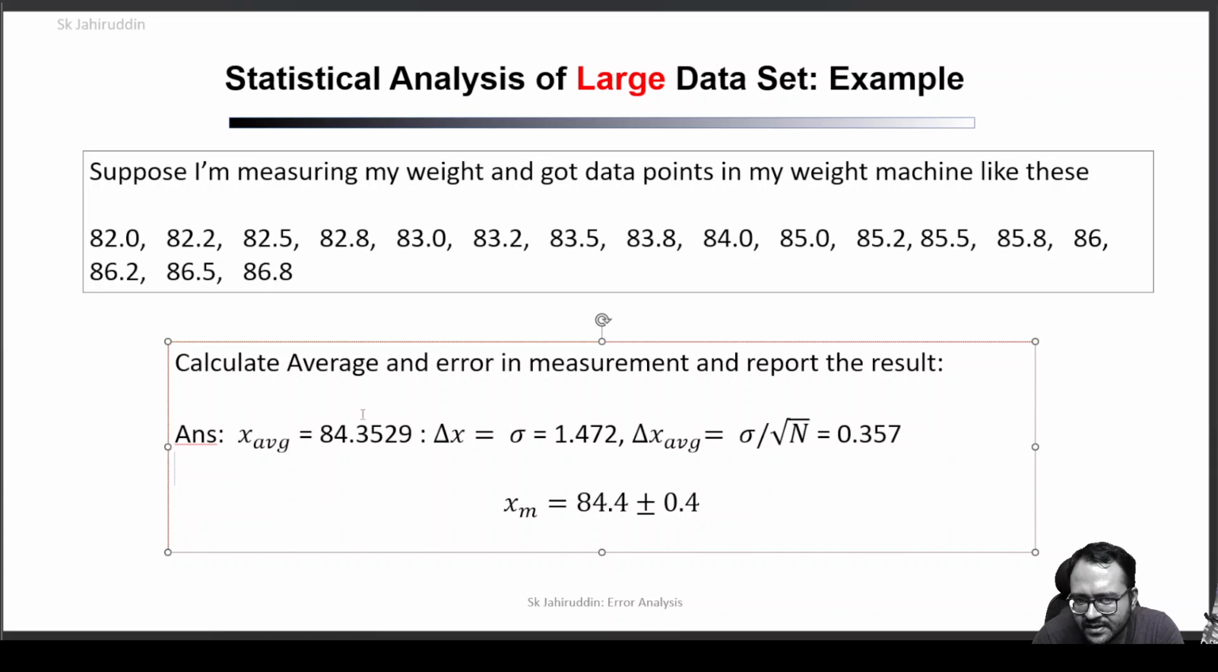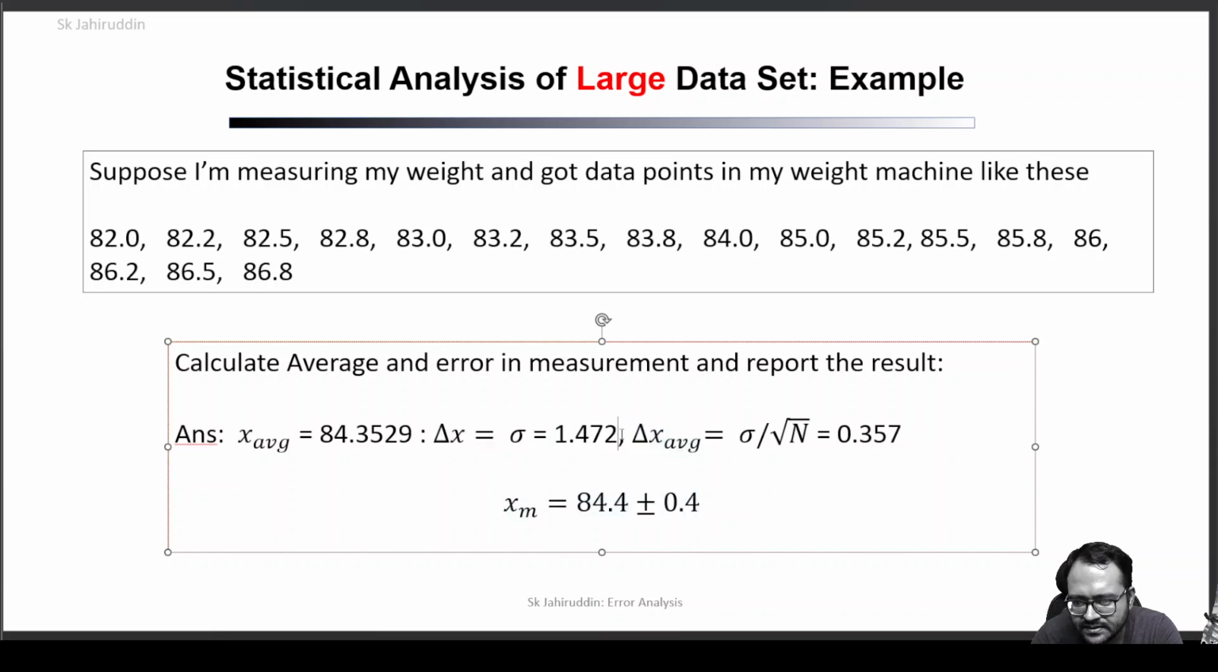Subtract 82 minus 84.3529 and make a square. Then add 82.2 minus 84.3529 squared. Then add all of these after making the squares. Divide by how many numbers? 1, 2, 3, 4, 5, 6, 7, 8, 10, 11, 12, 13, 14, 15, 16, 17, I guess. Divided by 17. Then take the square root. That will be this.